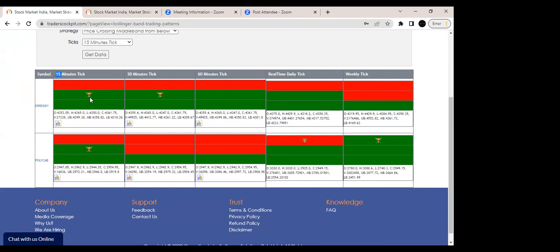And here you can see one bull symbol. This bull symbol means the crossover is happening. That's it. Okay. Now we see Dr. Reddy in a weekly candle.